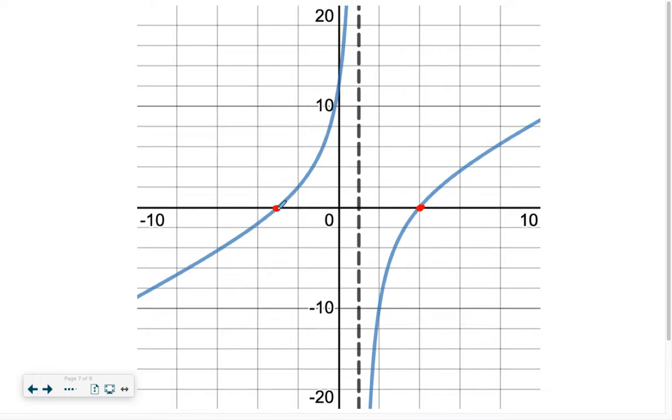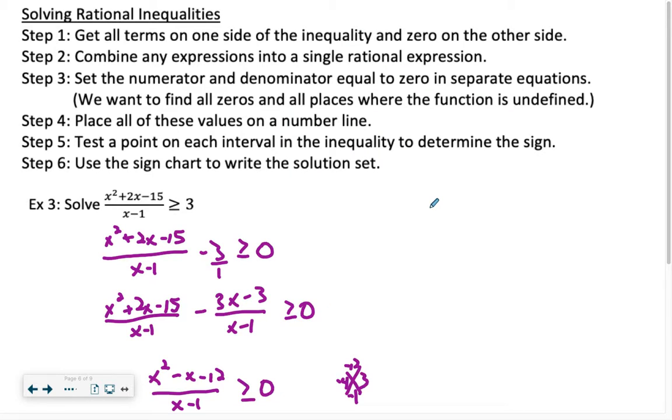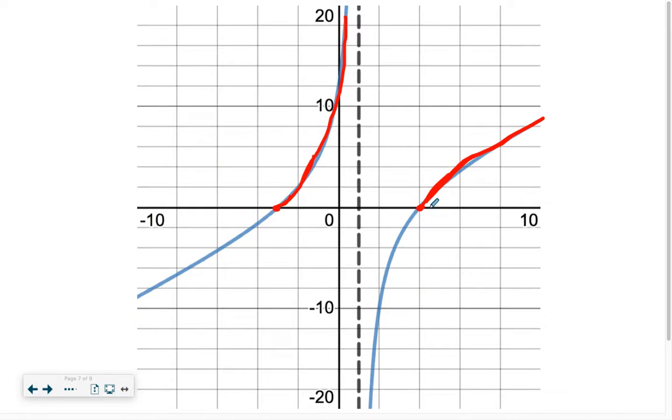But so what we're saying, we wanted everything that was positive. So I took this piece here and this piece here. And when we're describing that, we're just describing the x value. So we said from negative 3 to 1, and we're not including 1 because that's an asymptote. It's a place where the denominator was equal to 0. And then we're saying from, what was that value? From 4 to infinity. Okay.